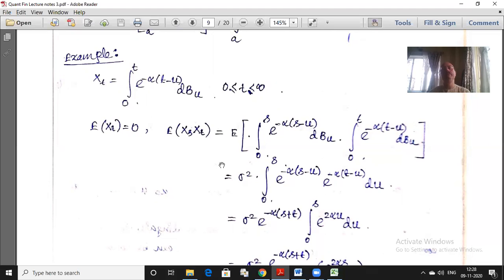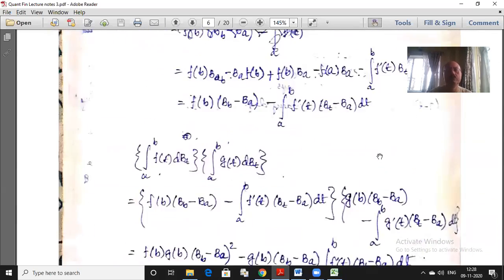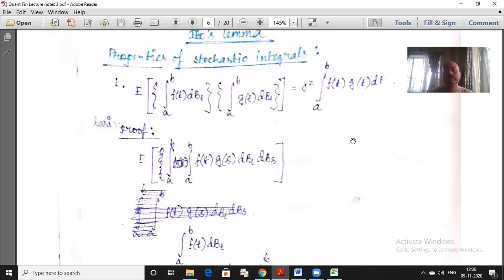We want to understand what the autocovariance is. So this is the autocovariance, the expectation between Xs and Xt. That will be given by the expectation of the product of these two integrals. This is where the formula will come in. We already have the formula. Our formula tells us how to convert the covariance of dV integrals to a dt integral.